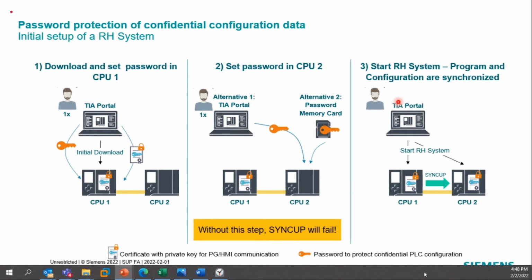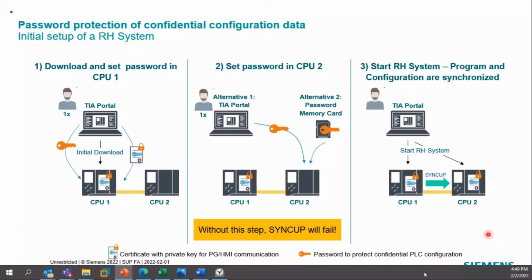Apart from the standalone CPU, it is a little different in the case of the R/H CPU. First you download and set the password in CPU 1. Once CPU 1 is set, you can set the password for CPU 2, but at this time a sync failure happens. Once you start the system again, the program configuration is synchronized, and now it will be healthy.